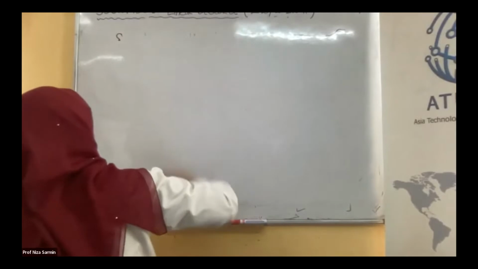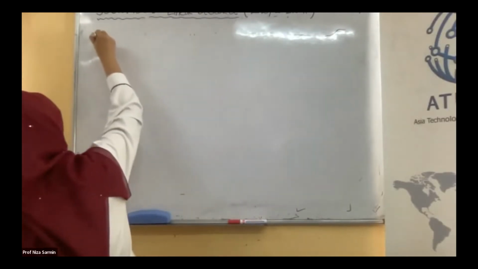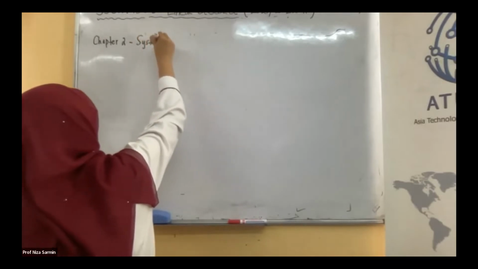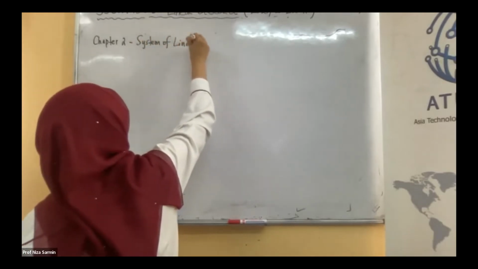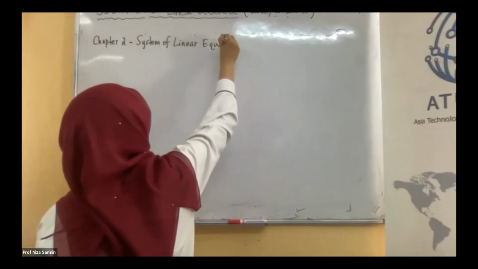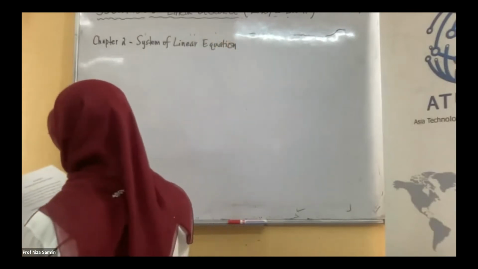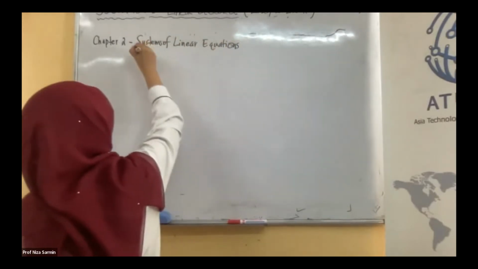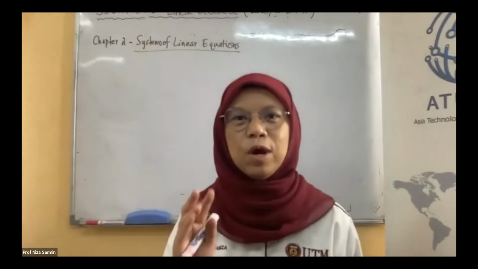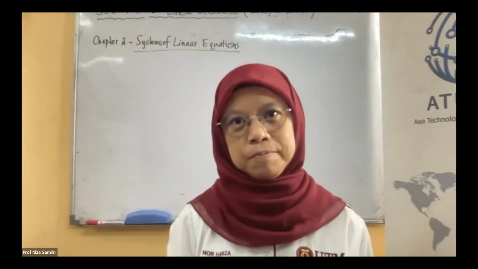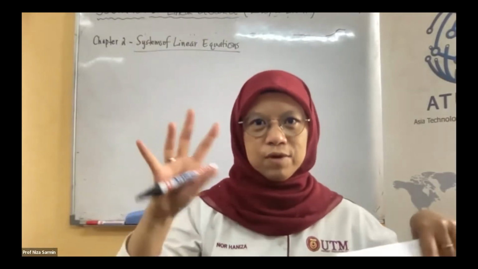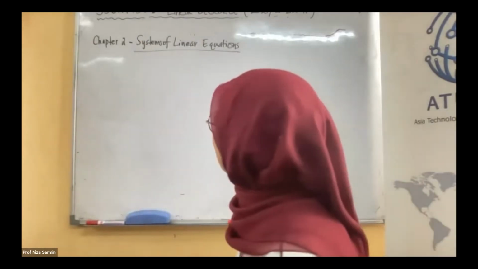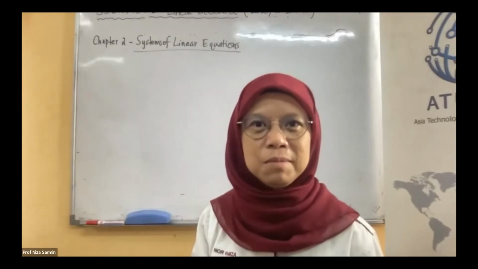System of linear equations. Many systems, right? So we put many equations. We have to understand what it means by system. System means you are given maybe one system. Linear equation, what does it mean by linear equation?